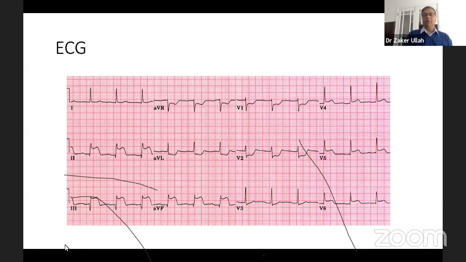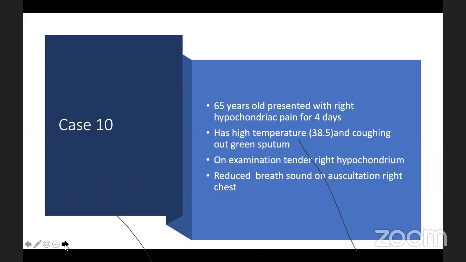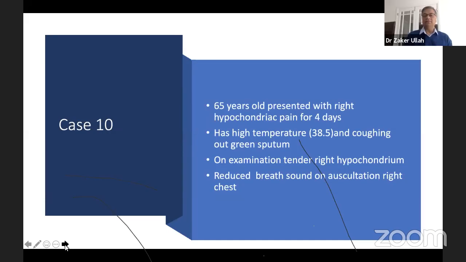Case 10, a 65-year-old presented with right hypochondriac pain for 4 days, has high temperature and is coughing out green sputum. On examination, tender right hypochondrium, reduced breath sound on auscultation of the right chest. What do you think? Acute cholecystitis. Could be, good. And perforated. Okay, bronchiectasis. And anything else?